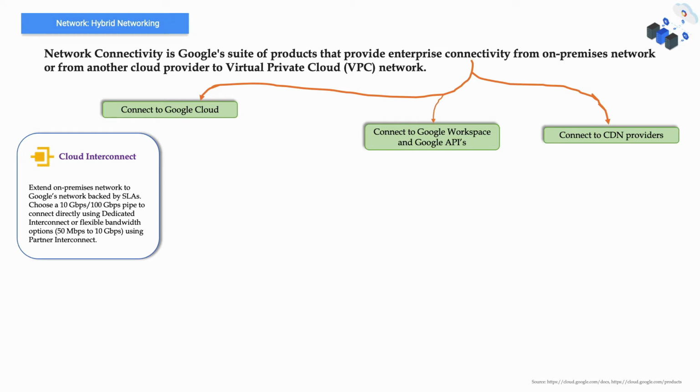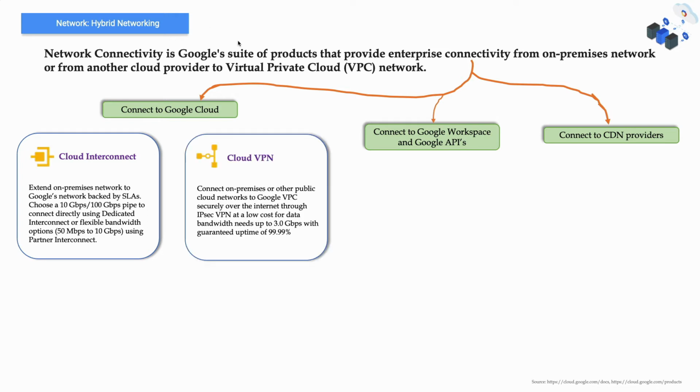But if it is Partner Interconnect, you can use from 50 megabytes per second to 50 gigabytes per second connectivity. Now, with that, let's look at what if I am not looking to utilize Interconnect, because of course it's a dedicated and direct connection to Google. It is a bit expensive, and my requirement is not that much. So then the option is Cloud VPN.